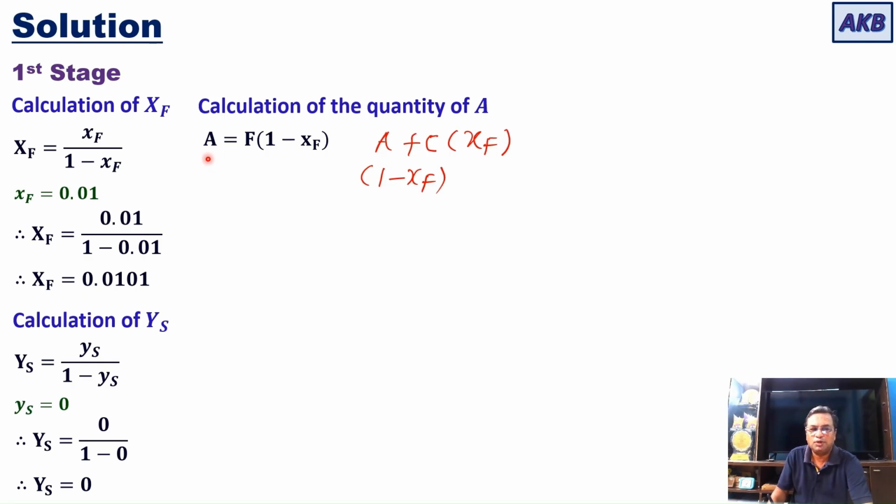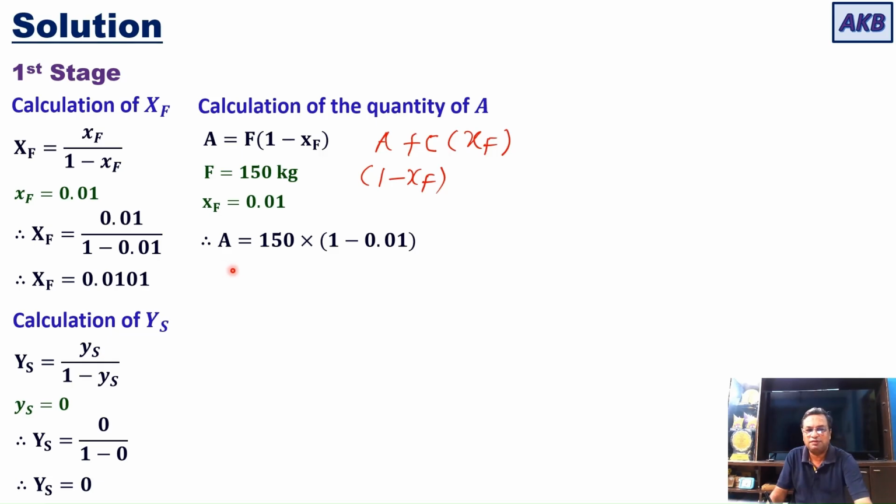So the amount of A is equal to the amount of feed into 1 minus XF. F is 150 kg, that is given to us. XF is 0.01. Again, this is given to us. So therefore, A will be equal to 150 into 1 minus 0.01. That gives us A as 148.5 kg.